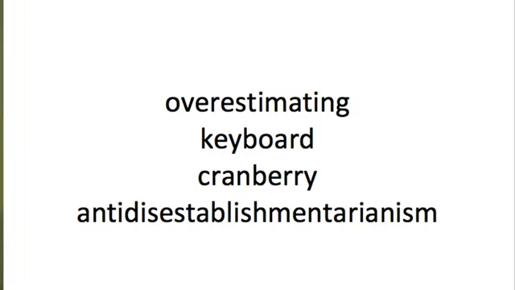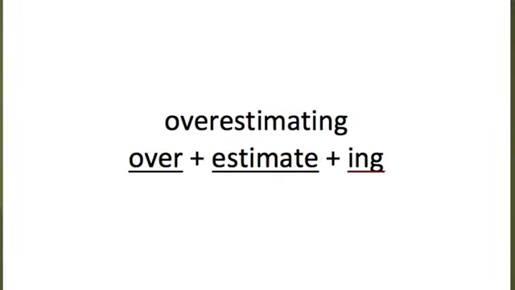Okay, let's go over each of these words and see how you did. Let's take this first word, overestimating. It's one word, but it has three morphemes. First of all, we have the stem estimate, and it has accepted a couple of affixes here. One is the prefix over, and the other is the suffix ing. So all of these elements are meaningful: over, estimate, and ing. As a result, overestimating has three morphemes.